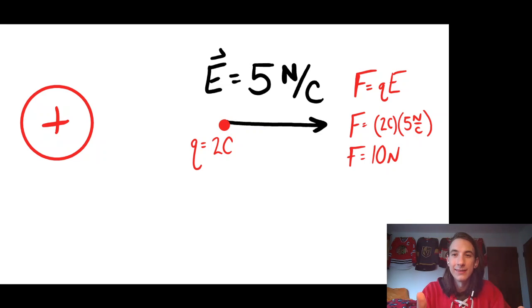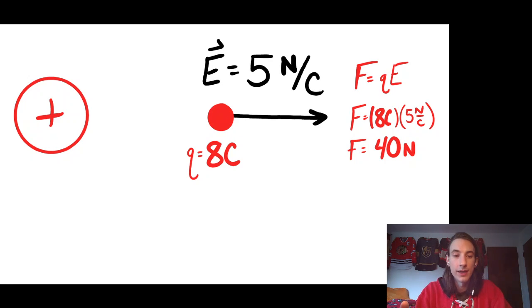And we can very easily say the source charge is creating a field of 5 newtons per coulomb at this location. So if we bring a 2 coulomb charge in there, we'll have 2 coulombs times 5 newtons per coulomb, and that 2 coulomb test charge will feel a force of 10 newtons. It's feeling 5 newtons for every coulomb that we bring in there.